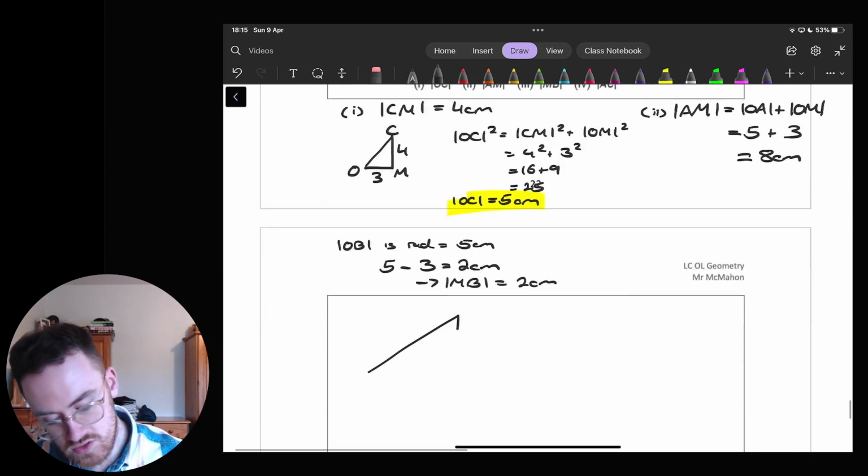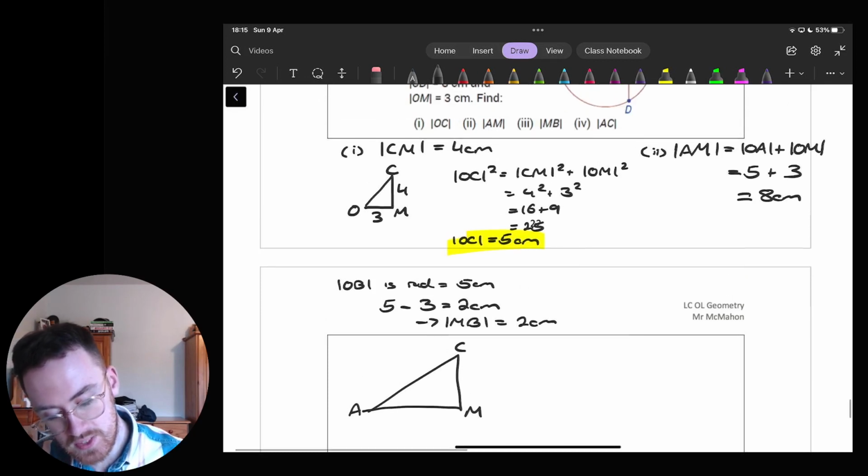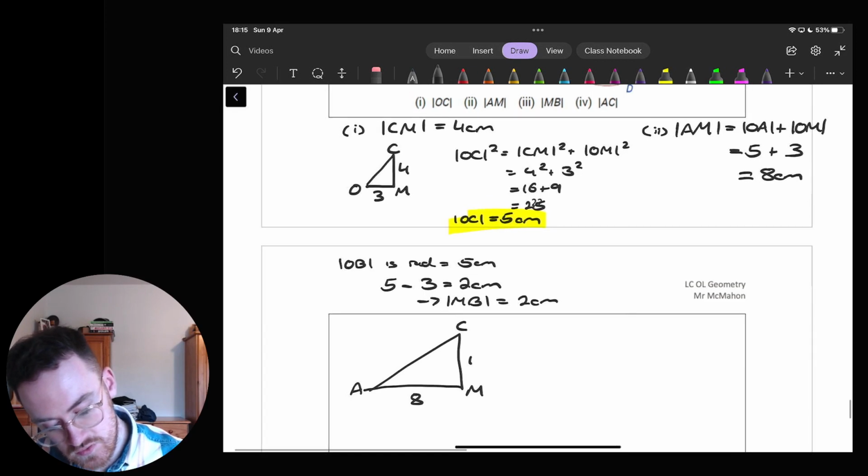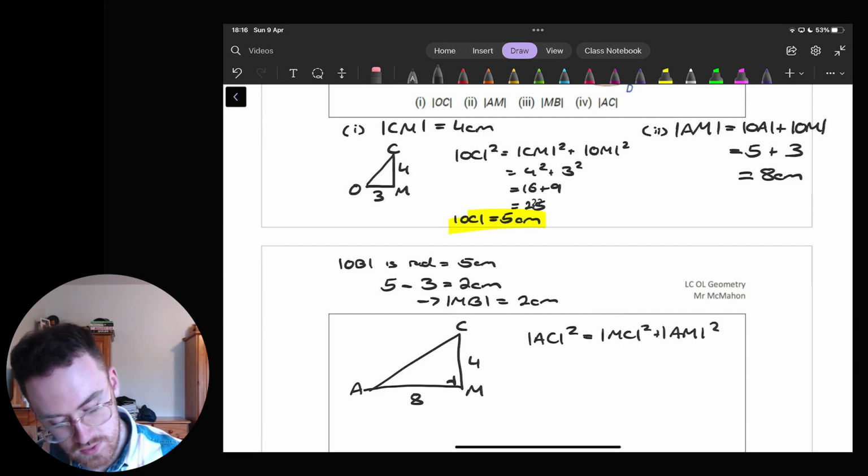And lastly, we're going to look for AC. Now we can draw out the triangle here again. So this is A, this is C, this is M. Okay, we know AM from the first part is 8. We know CM is 4. We know this is a right angle. So again, AC squared is MC or CM squared plus AM squared.